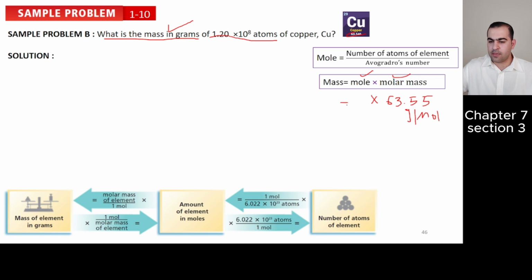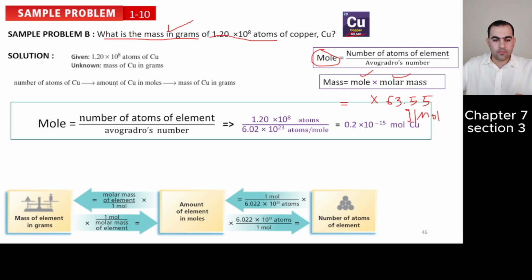But to find mass, there must be only one unknown, not two unknowns. So mole is unknown, but we can find it from the number of atoms. Mole equals number of atoms of element divided by Avogadro's number. So just use that. We find mole first to find mass. Number of atoms, 1.20 times 10 to the power 8, divided by 6.02 times 10 to the power 23. Just divide these two numbers first.